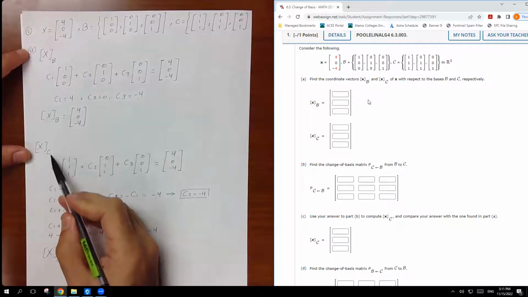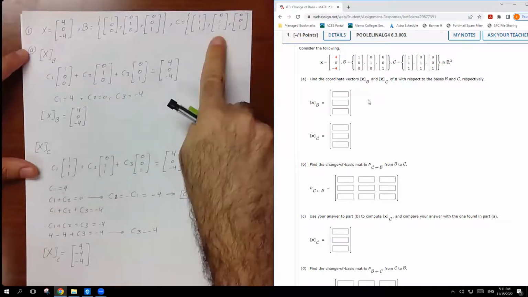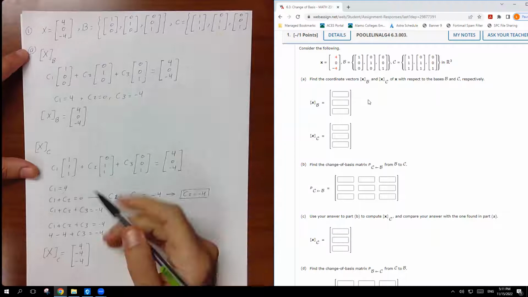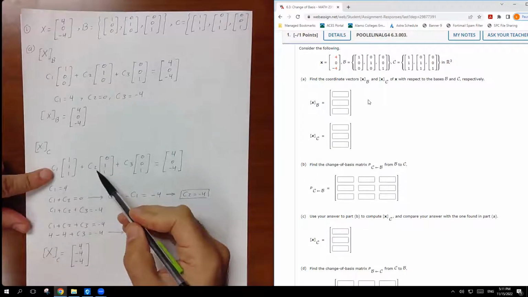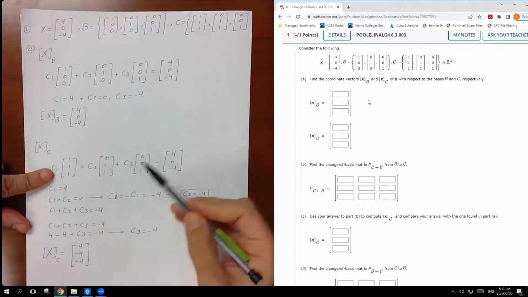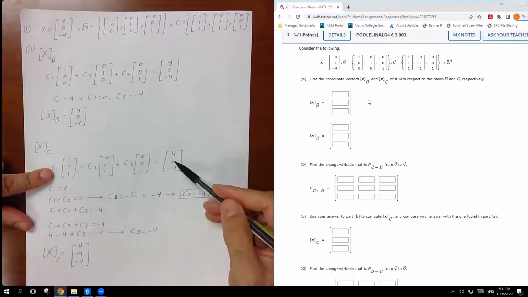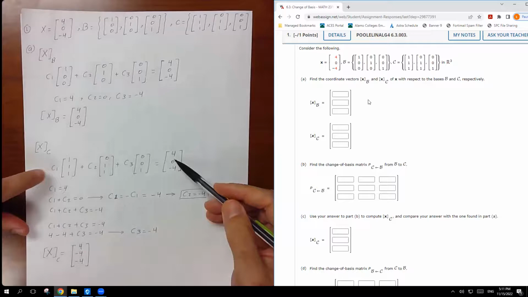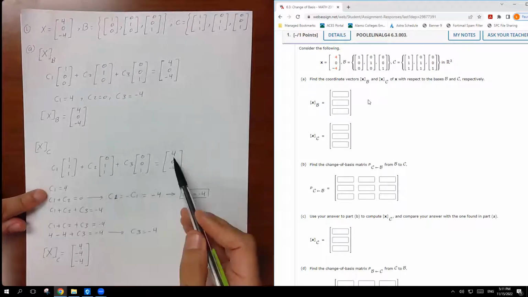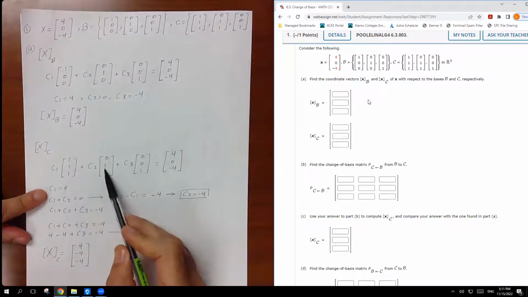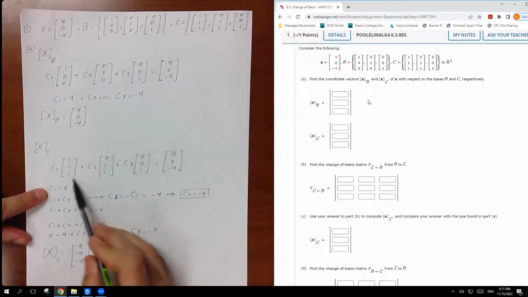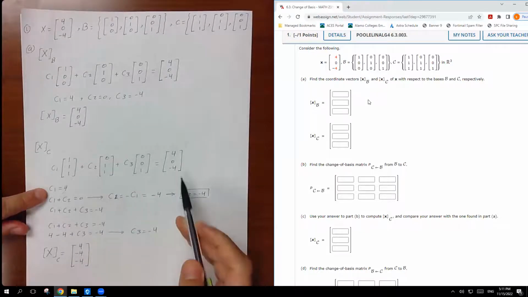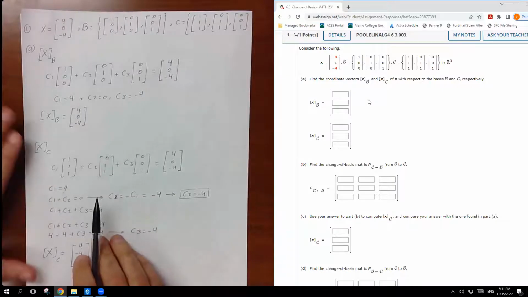X sub C, we're going to do the same thing with the base C. So C1, 1, 1, 1, and C2, here is the second column, and C3, here is the third column, equal x. Then C1 is going to be equal 4, C1 plus C2 equals 0, and C1 plus C2 plus C3 equal -4. Now let's solve this system.